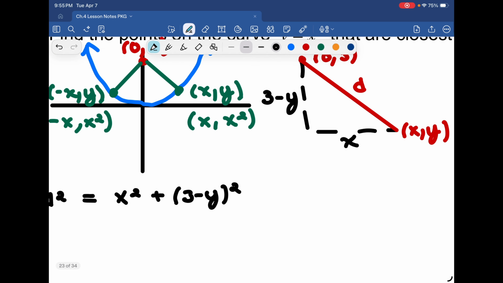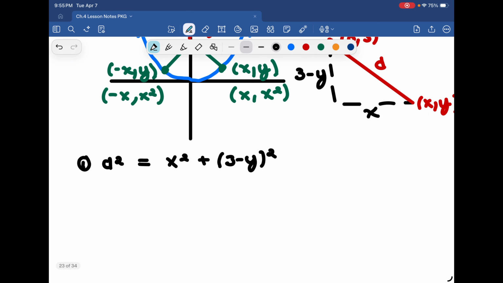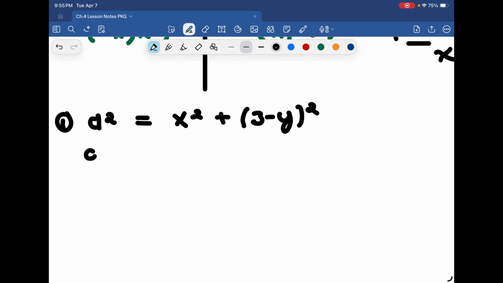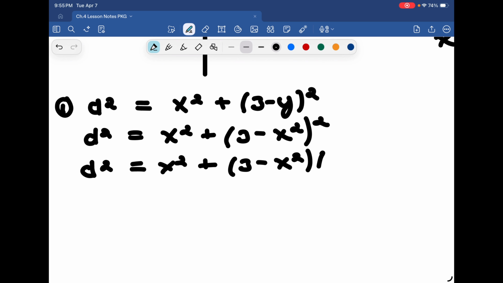So from our triangle here, in order to get that distance squared, we take one side length squared plus the other. Now, instead of writing this as y, what I'm going to do is automatically transform this into terms of x. So it's going to be plus 3 minus, well, y in this problem is x squared, all squared. Now from here, we're going to expand this out. So d squared is equal to x squared plus, remember, we write this out twice, so the 3 minus x squared multiplied by the 3 minus x squared.